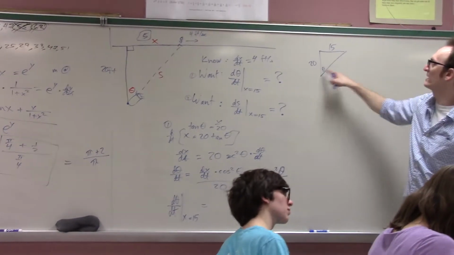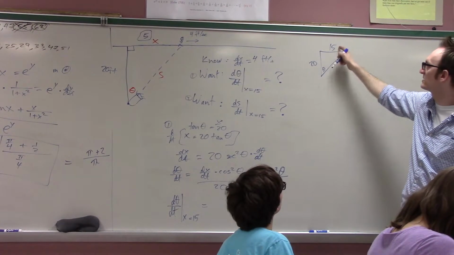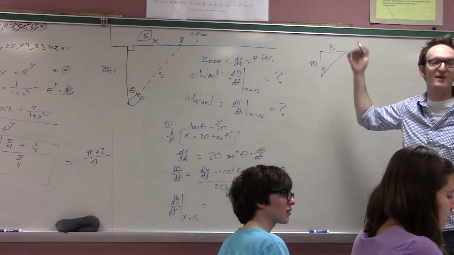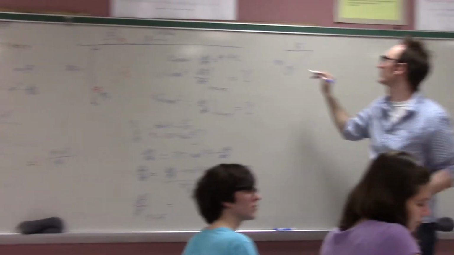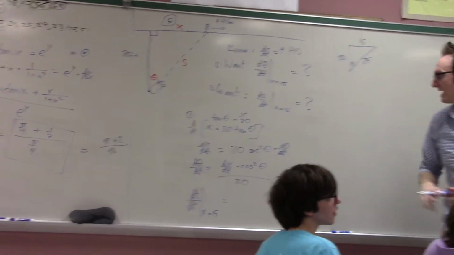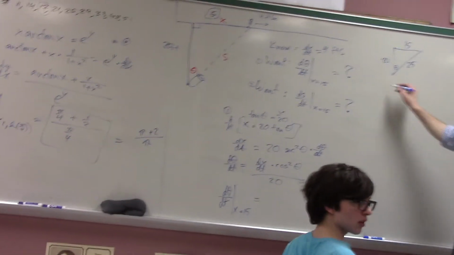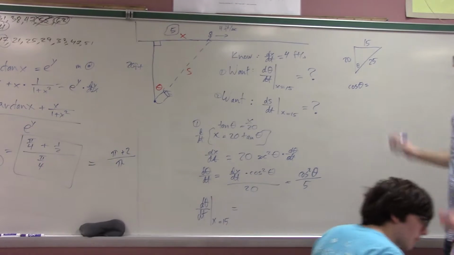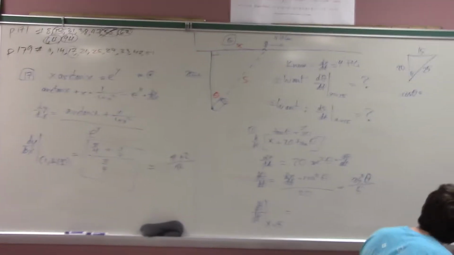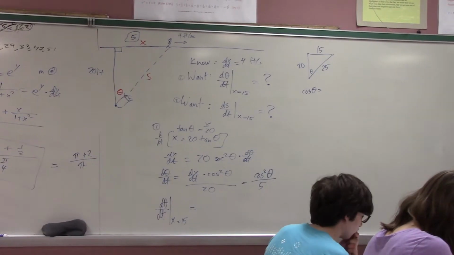Okay, do you guys see, you can do this fast in your head, because this is basically just a 3, 4, 5 triangle but scaled up by 5. So this is 25. And thus, what is cosine theta? Cosine theta is 4/5. Right?